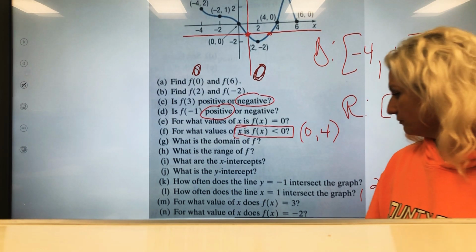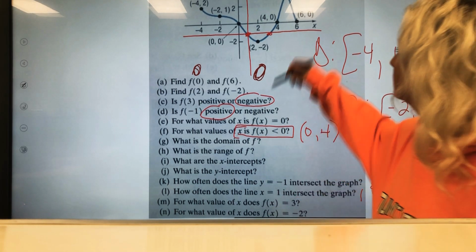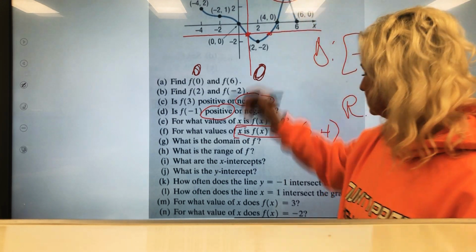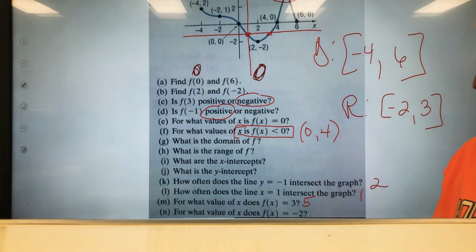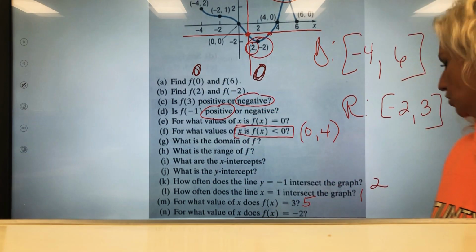Okay? M, for what value of x does the function equal 3? Where is my function 3? Right over here. So what value of x? 5. And the last one, for what value x does the function equal negative 2? When is my function negative 2? Right here, so that is 2.